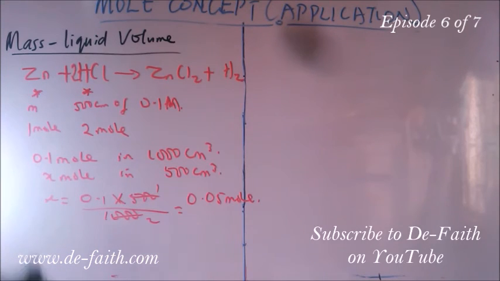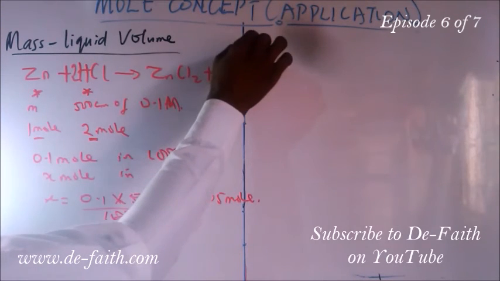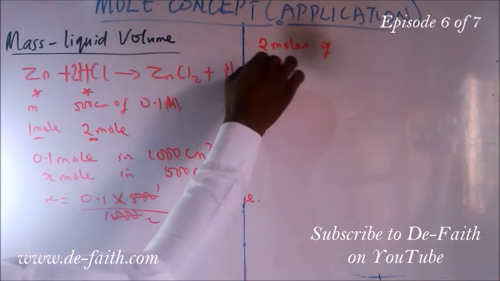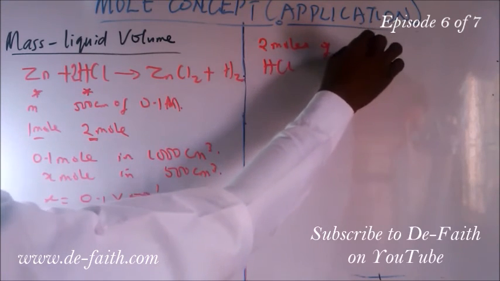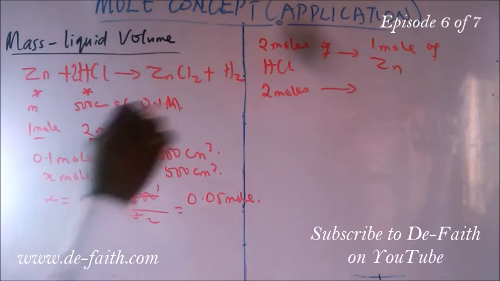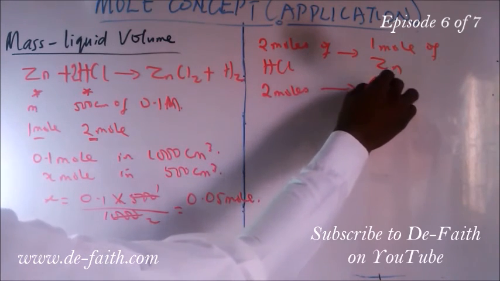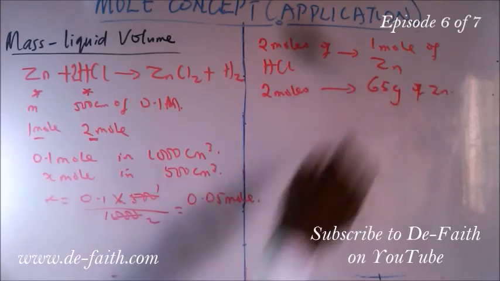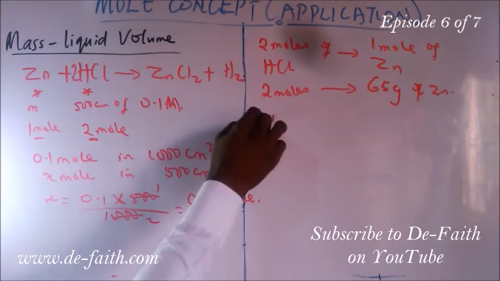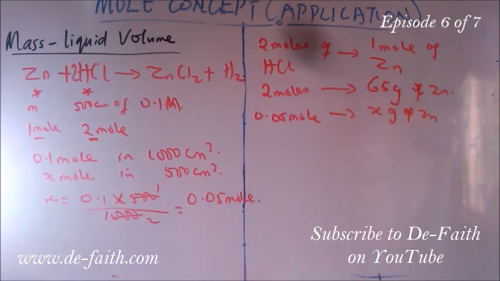We will now relate it with this, because we have that 2 moles of hydrochloric acid require 1 mole of zinc, meaning that these 2 moles would relate the zinc to grams, and 1 mole of zinc is 65 grams. So what if we have 0.05 mole? What is the mass of zinc that will be reacted with?